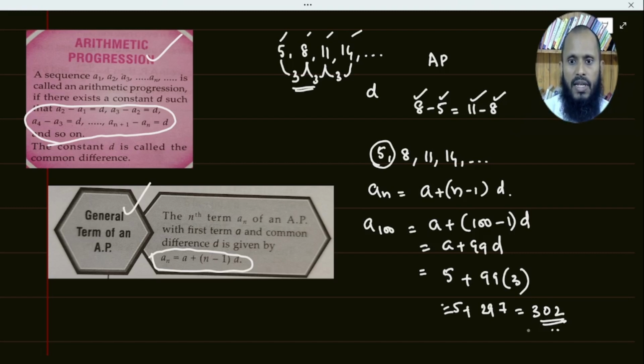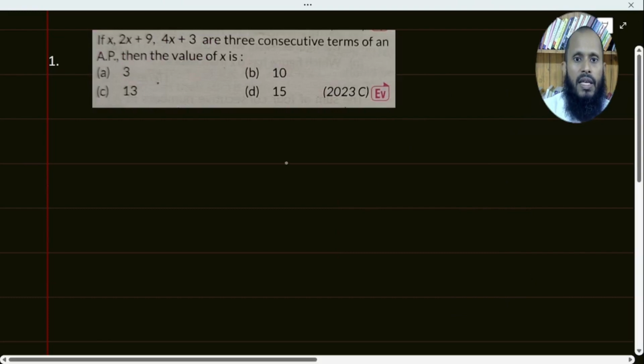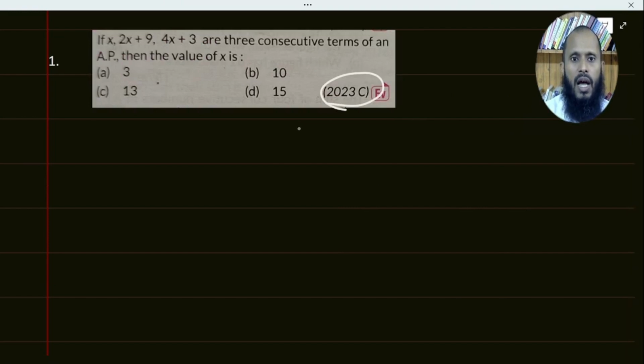So this is an easy way through which you can find the nth term or any term of a given AP. So using these concepts, we will try to solve the following questions. Okay, so we'll move to the first question. Yes, the question was asked in 2023. If x, 2x plus 9, 4x plus 3 are three consecutive terms of an AP, then the value of x is.